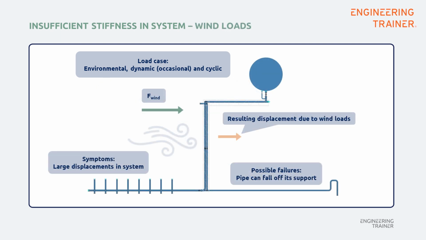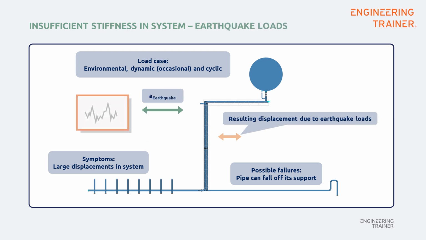Let's have a look at the top view of the system. We can see that there are no guides in this system. When wind blows past the system, a force is applied to the piping. Since there are no lateral restraints, this could result in significant displacements, as the only thing that keeps the system in place is frictional forces exerted by the rest supports. At sufficient wind velocities, the piping can slide off its rest supports. The same issue arises for earthquakes. An earthquake imposes accelerations on the support structure of a piping system. When there are no lateral supports present, the piping system can slide off its supports as well.